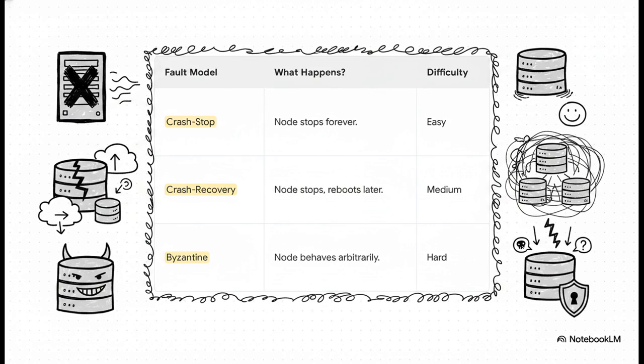And then you have the final boss, Byzantine faults. This is the hardest one by far. In this model, a node isn't just dead or slow, it's actively malicious. It could be hacked, it could be buggy, and it can start lying to the other nodes to try and break the whole system. If you're building a cryptocurrency or something super secure, you have no choice but to design for this.